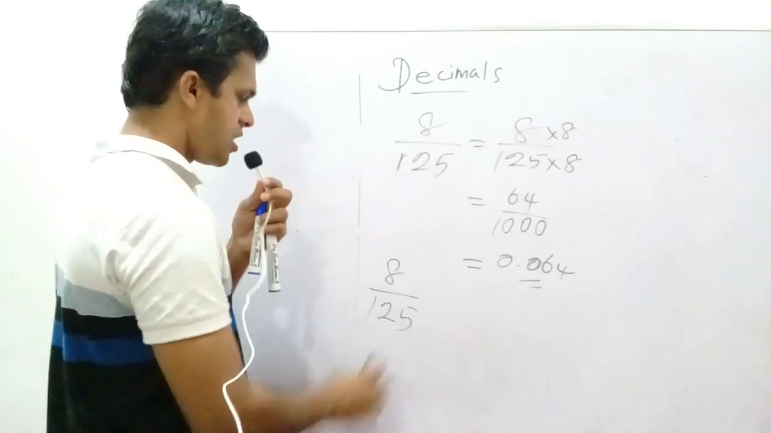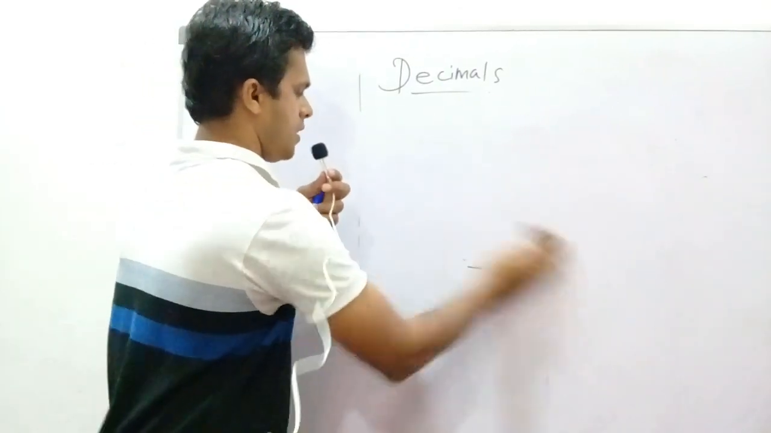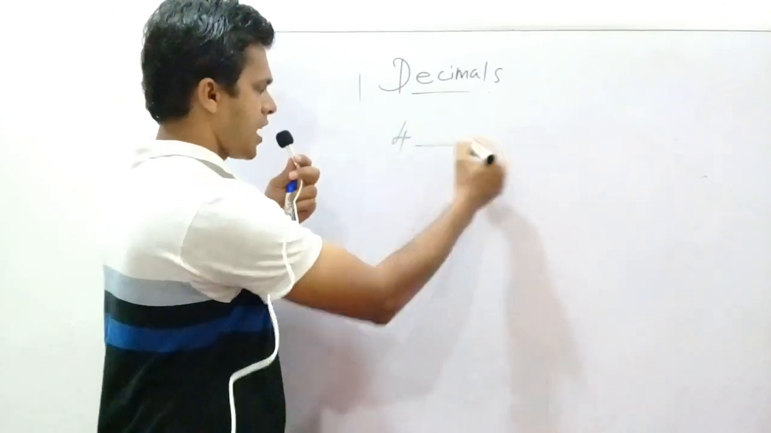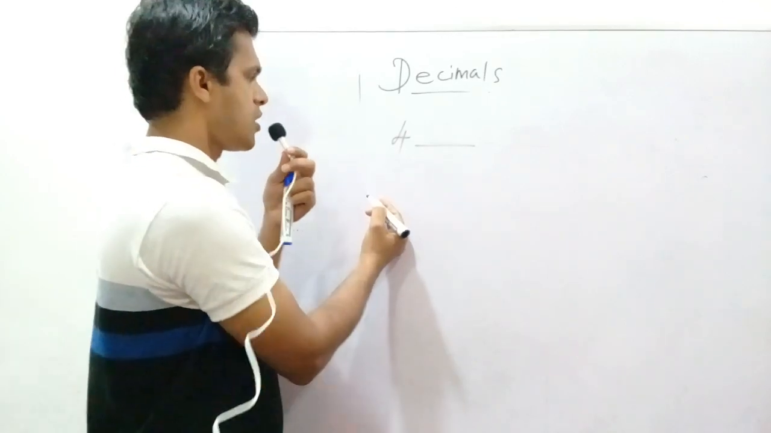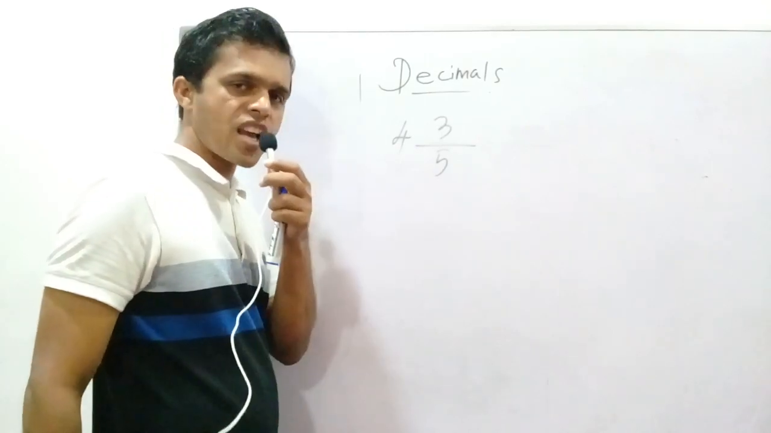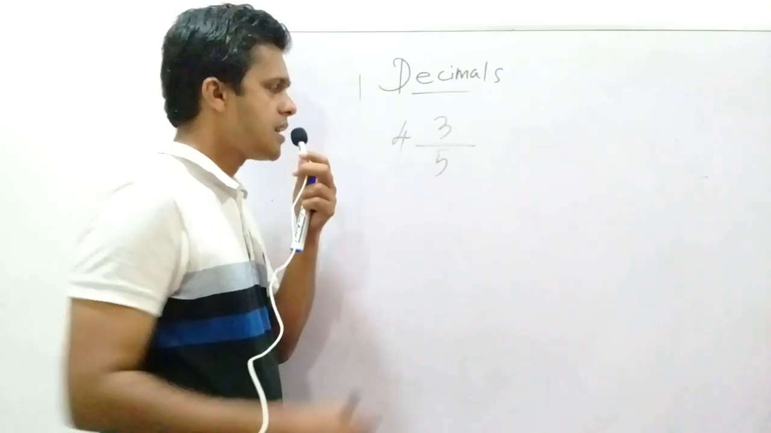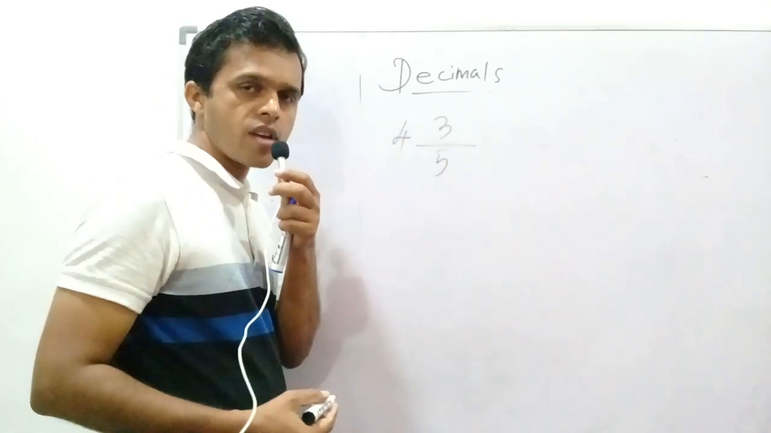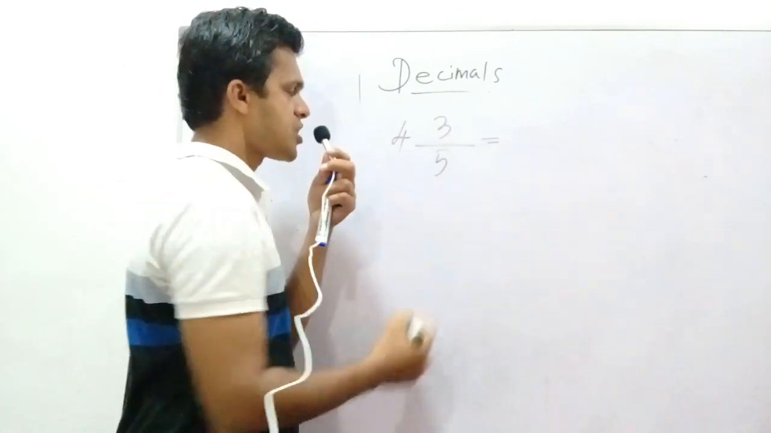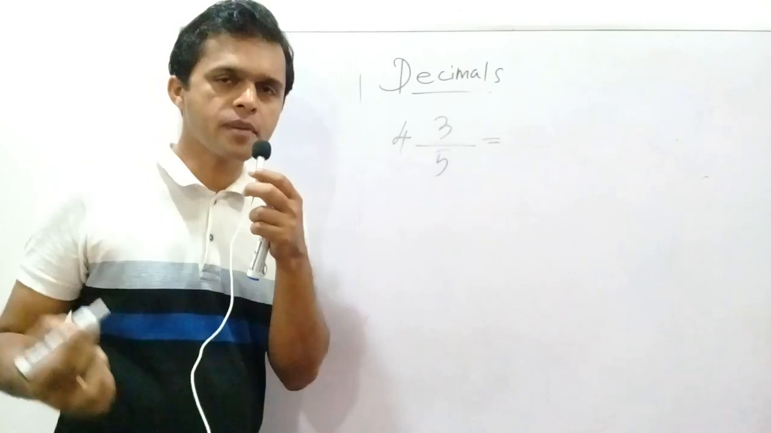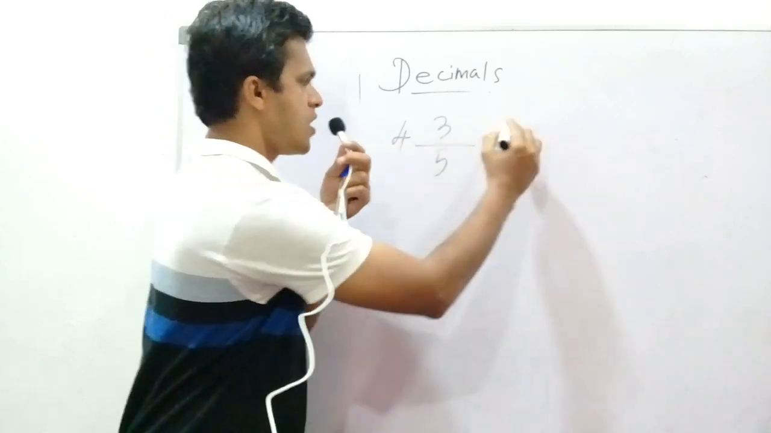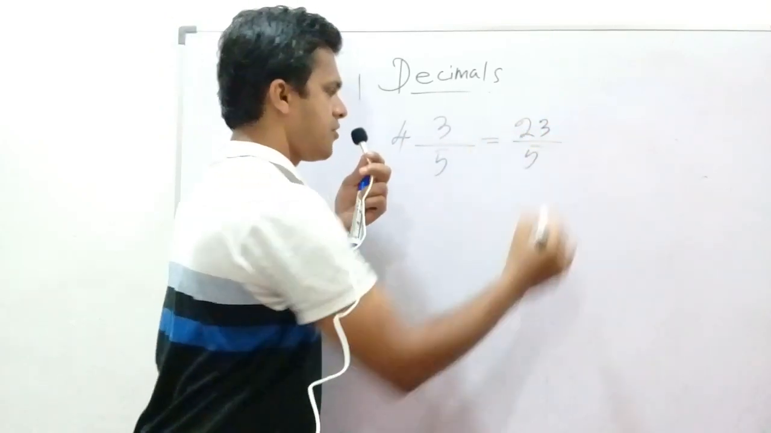Think of this one. How can you convert this mixed number, 4 and 3 over 5, into a decimal number? For that, first you should get the improper fraction related to this mixed number. 5 times 4, 20. 20 plus 3, 23 over 5.